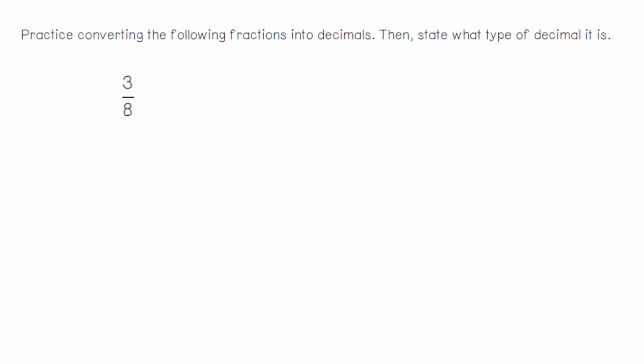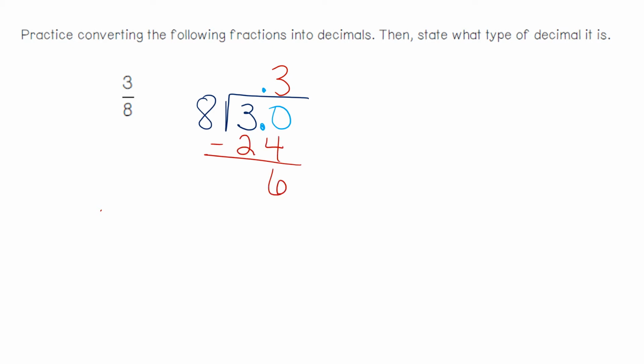We're going to practice converting the following fractions into decimals, and then we're going to state what type of decimal it is. So this is one that you are expected to memorize, but we're going to work it out. So we would take 8 and divide it into 3. 8's not going to divide evenly into 3, so we have to add a decimal and a 0. Then you ask yourself, 8 goes into 30 3 times. 3 times 8 is 24. We subtract. That leaves us with 6.